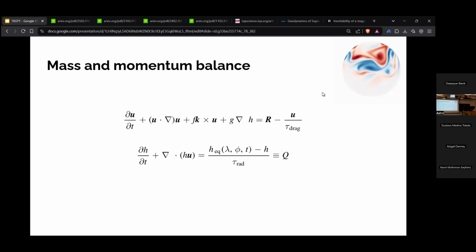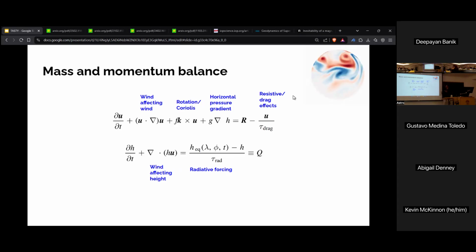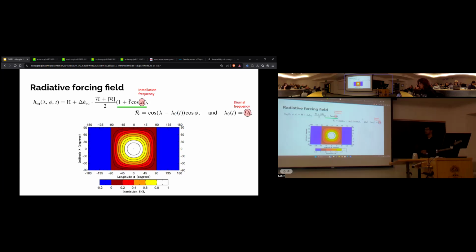So for the shallow water model, we have the momentum and continuity equations, and I'll just go over the terms really quickly. This is the wind term, this is the rotation term, this is our pressure gradient, which drives the flow. But you have something like a drag effect included in it. And then this is the wind affecting the height flow. And then this is the radiative forcing. So how is the insolation going to affect the flow on the surface of the planet?